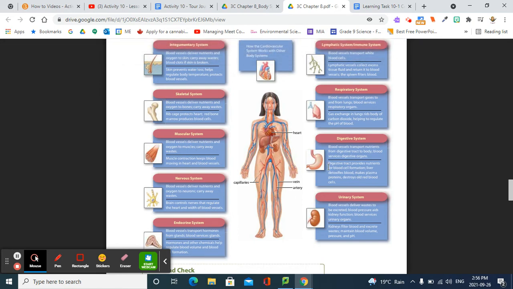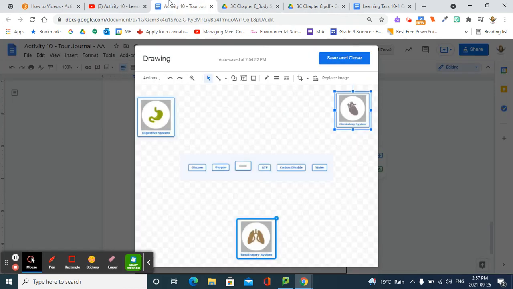And what else does the digestive system do? It provides nutrients for blood cell formation. Liver detoxifies blood, makes plasma proteins, destroys old red blood cells. So if we go back over here, you're going to think about how the digestive system delivers parts into this equation. So for cellular respiration, you can make some connections for the digestive system to something like glucose, and then think about how it would connect to your circulatory system.